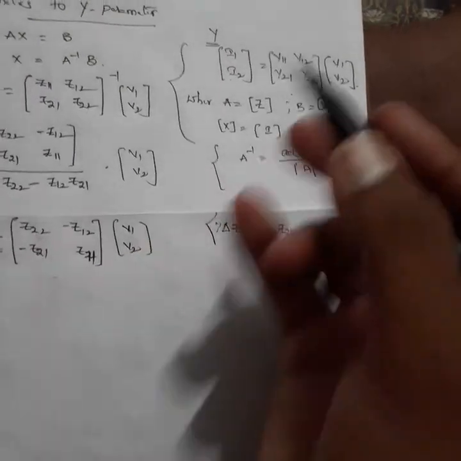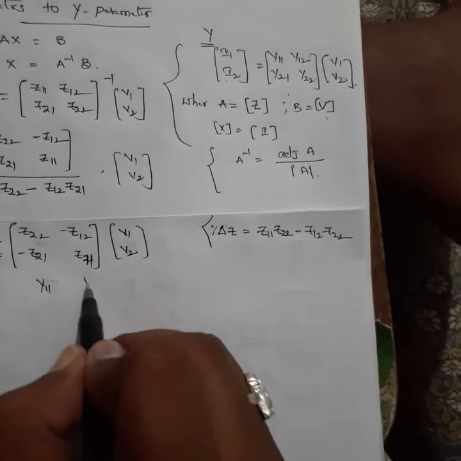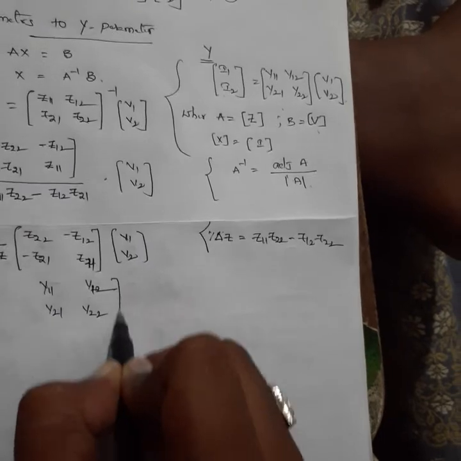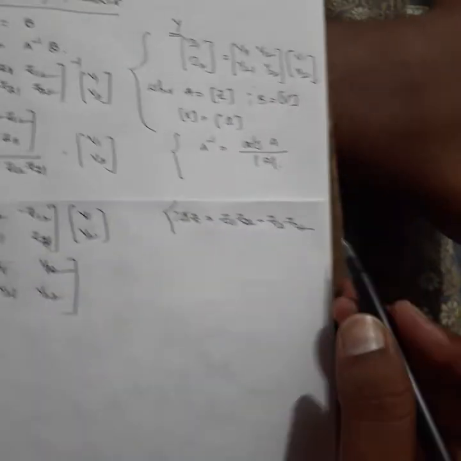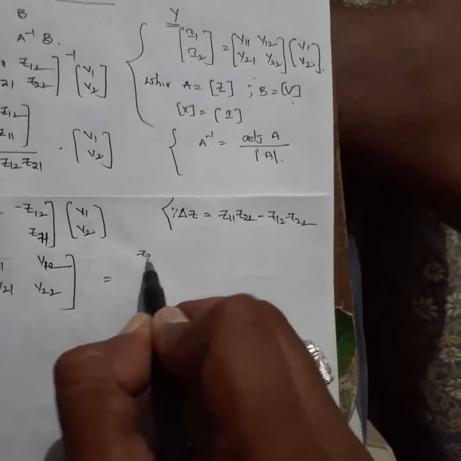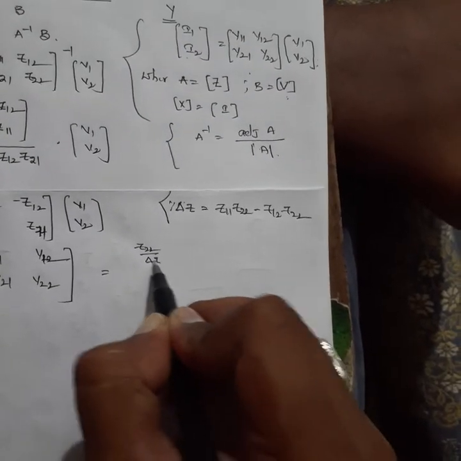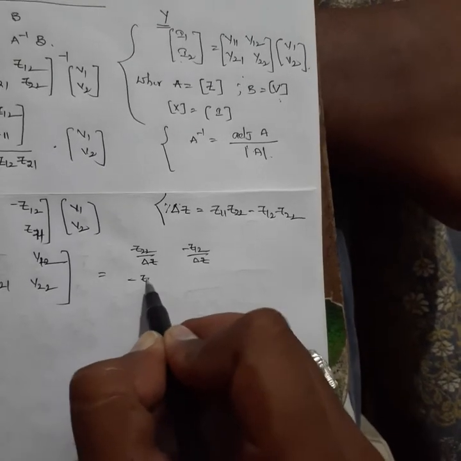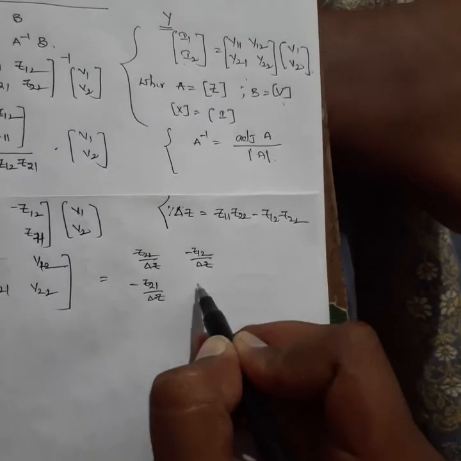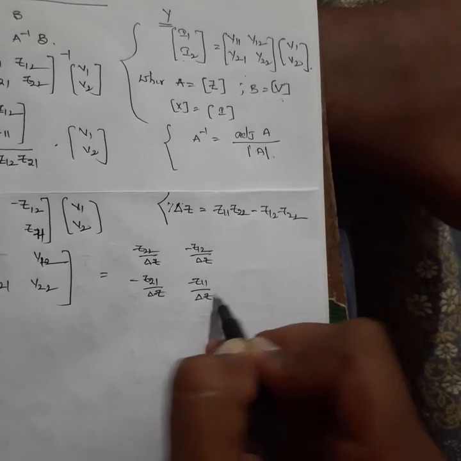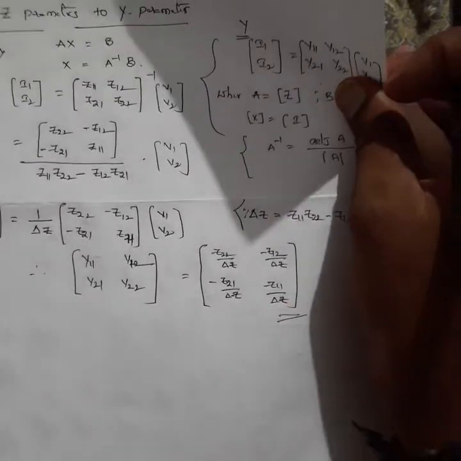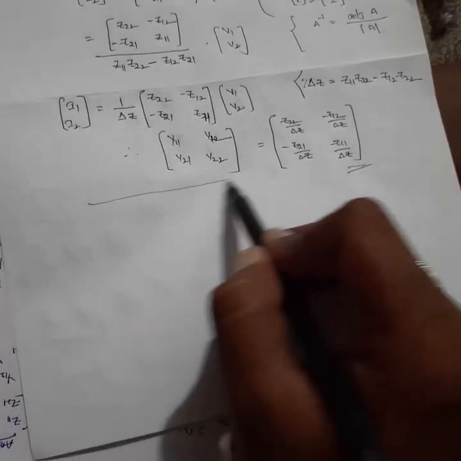Therefore, comparing with Y11 Y12 Y21 Y22, the Y parameters equal Z22 by delta Z, minus Z12 by delta Z, minus Z21 by delta Z, Z11 by delta Z. This is the Z parameters to Y parameters conversion. This is one conversion. Similarly, we can convert the others.